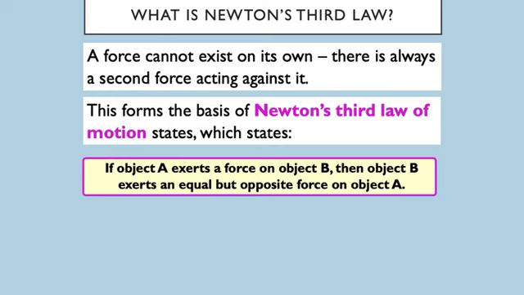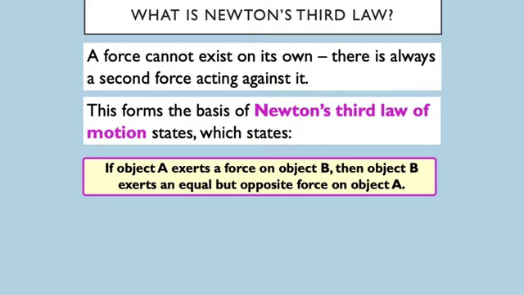So this is the basis of Newton's third law, and it basically says that if object A exerts a force on object B, then object B will exert an equal but opposite force on object A. So you've probably heard of Newton's third law, and you've probably heard of the fact that every force has an equal and opposite force, or every force has an equal and opposite reaction. And that's basically what it's saying here.